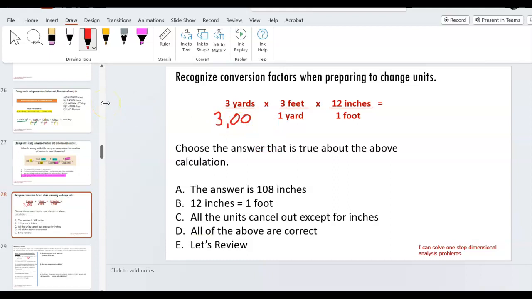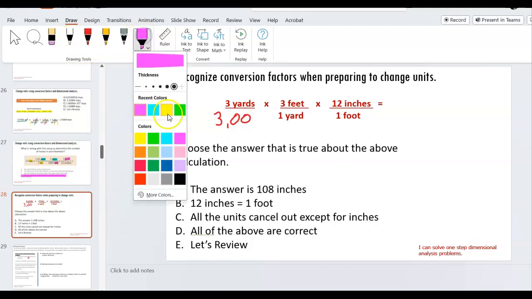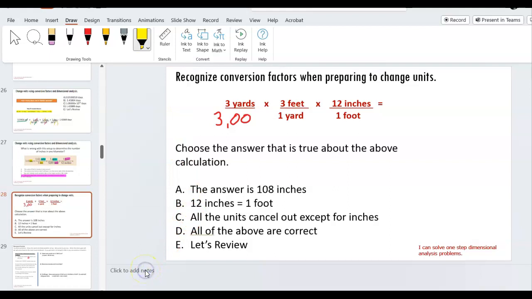But anyway, that won't change, right? So the zeros aren't going to change our answer. So with those 3 significant digits, now we could say that yes, the answer is 108. Yes, 12 inches is 1 foot. Yes, all the units cancel out except for inches. So therefore, all the above are correct. So again, I just had to change that here to match the 108. So we can have starting 3 significant digits and ending 3 significant digits.